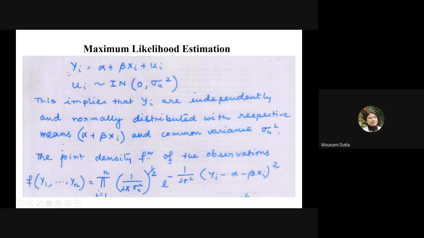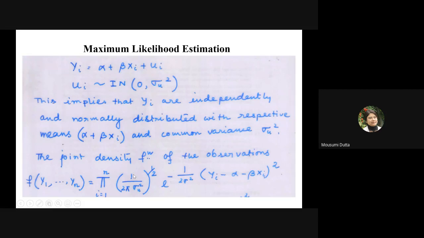Or in other words, expectation of yi is equal to alpha plus beta xi. I'm considering xi to be non-stochastic, and expectation of ui is equal to 0. So expectation of yi is equal to alpha plus beta xi. Now I have to consider the joint density function, because there are n observations here. The joint density function is equal to the product, capital pi, i equal to 1 to n, of the usual normal density: 1 by sigma root over 2 pi, which I am writing as 1 by 2 pi sigma square whole to the power half.